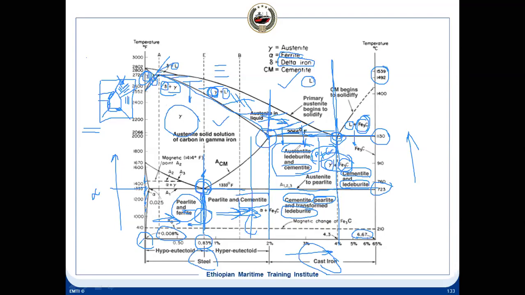But when it's solidifying, because that liquid will contain the carbon percent, and carbon percent is high, the solubility of this austenite, the carbon will be high. So what will happen? It will not become pearlite or ferrite or pearlite and cementite. It will remain austenite, and some of the austenite will change to ledeburite, and some will be cementite. So these three phases will exist here.